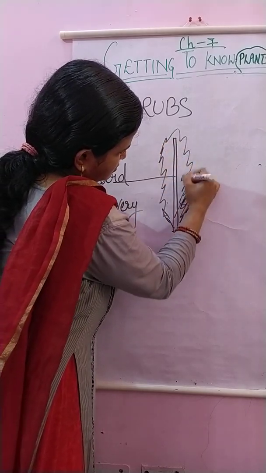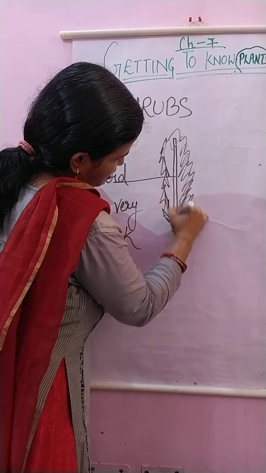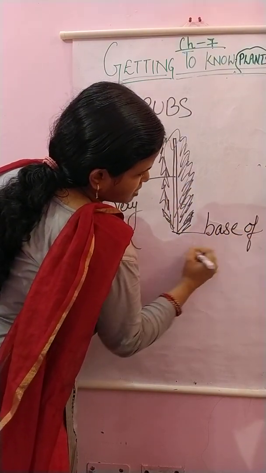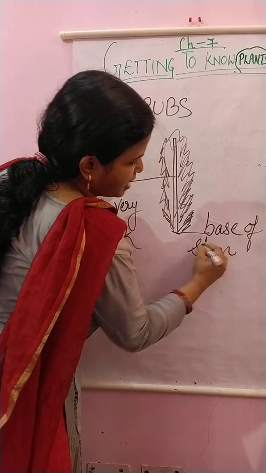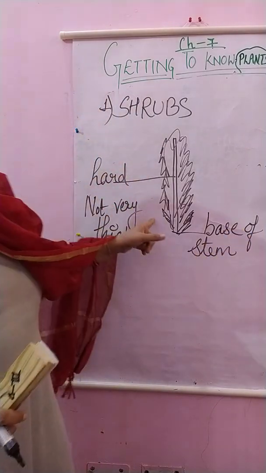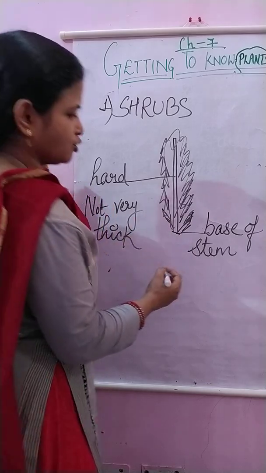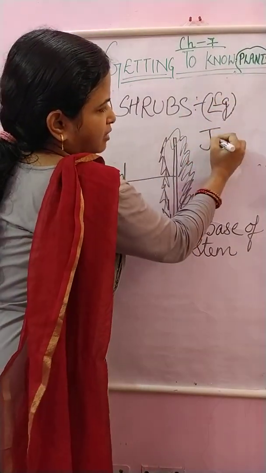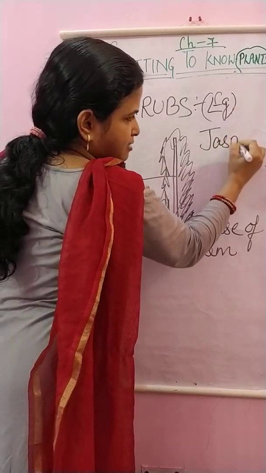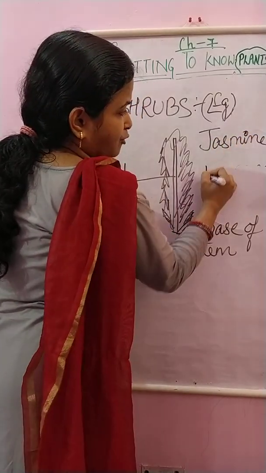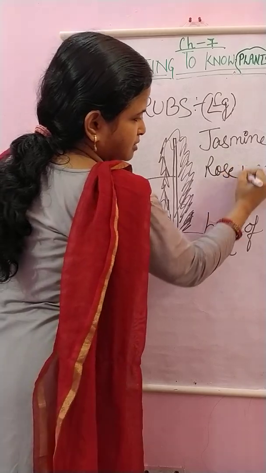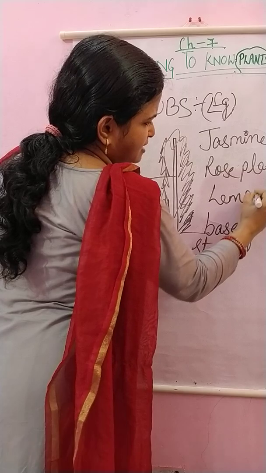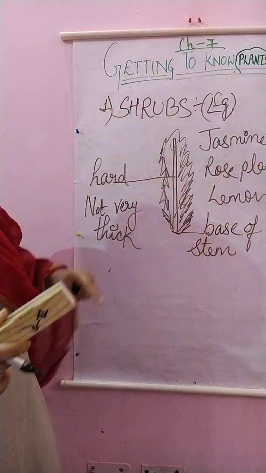Their branches are growing from the base of the stem. So these are shrubs, and examples also I think you know. What are the examples of shrubs? Like jasmine plant, rose plant, lemon plant. All these are the examples of shrubs.